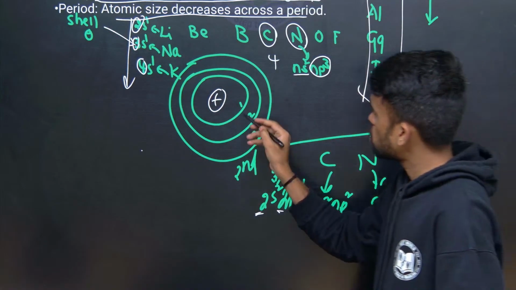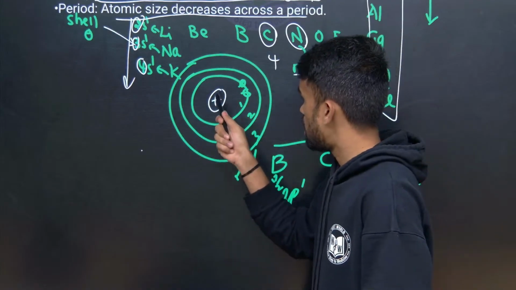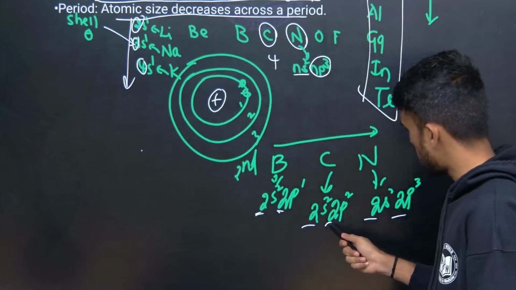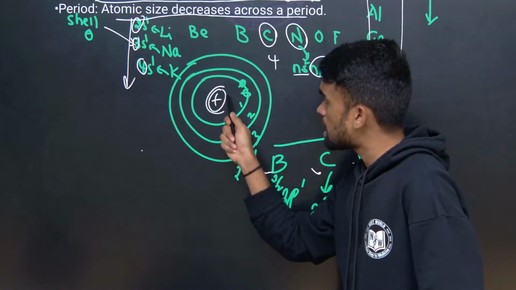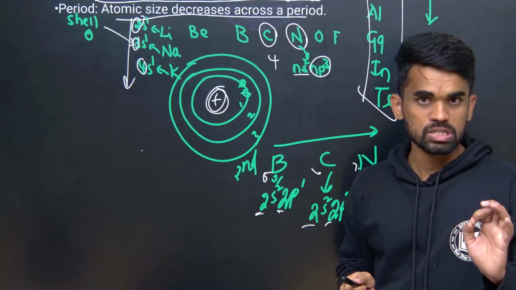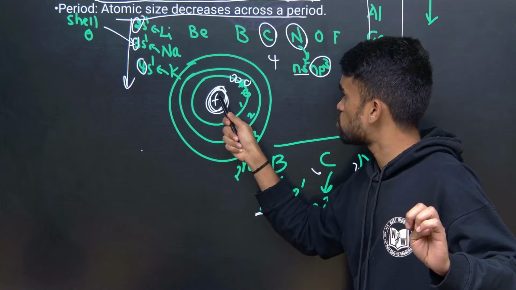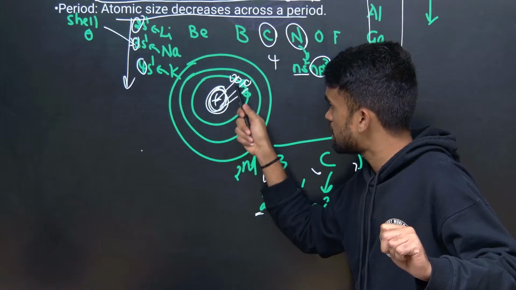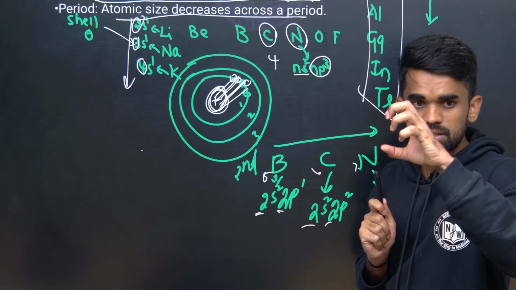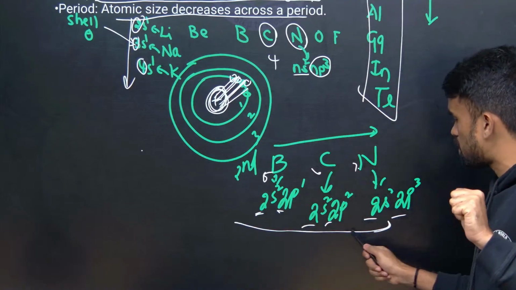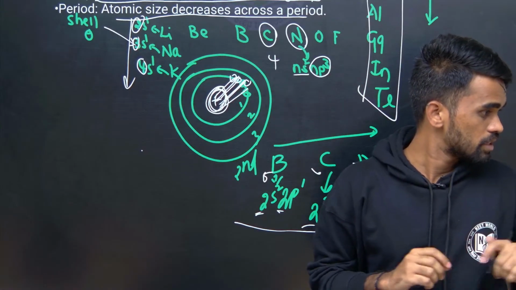It means electrons are entering the same shell. Atomic number goes 5, 6, 7, so protons are also increasing inside, meaning positive charge is increasing. Electrons are lying in the same shell while the positive charge inside increases, so the nucleus attracts the electrons closer towards itself, therefore the size decreases. So across the period, size decreases. That is what I mentioned there. Clear now?